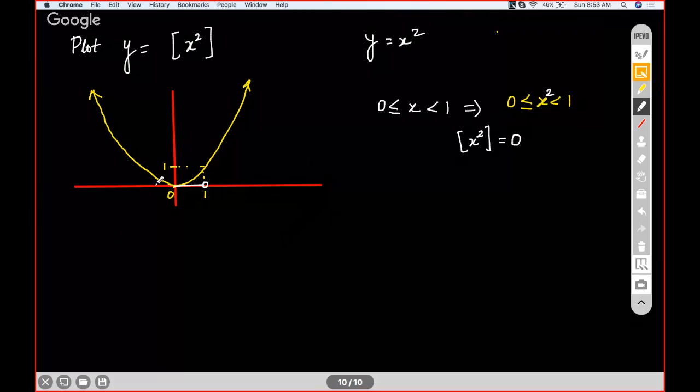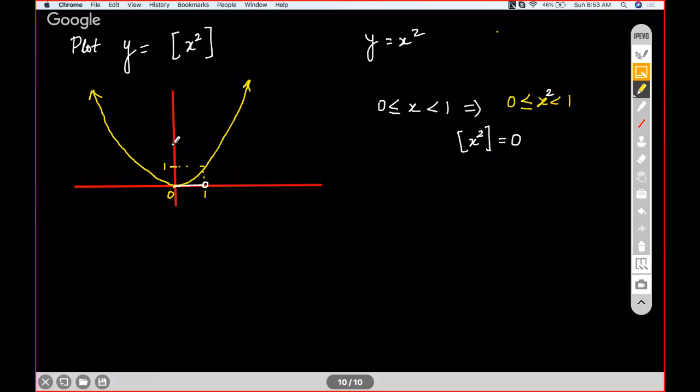Is this part understood, Arushi? This is slightly tricky. See, between 0 to 1, your x square is also lying between 0 to 1. Yes or no? So any value which is lying between 0 to 1, not including 1, will always have its GIF as 0. The same thing as with the previous one, right? GIF of x, yes, same thing as that.